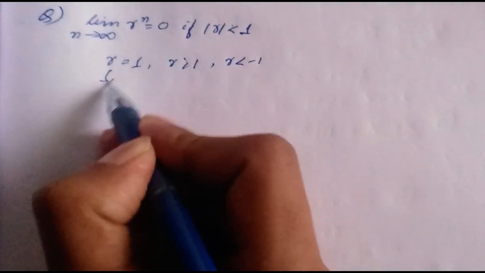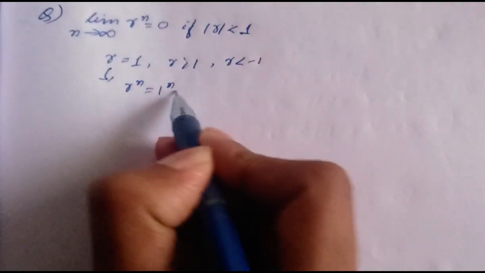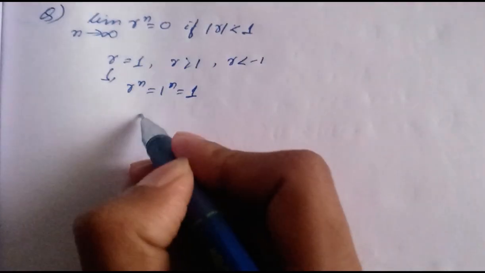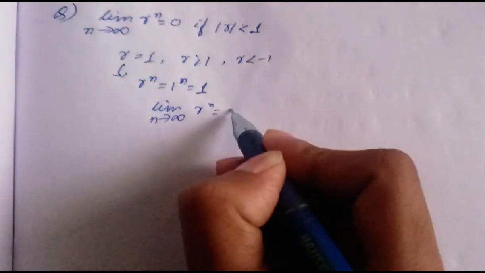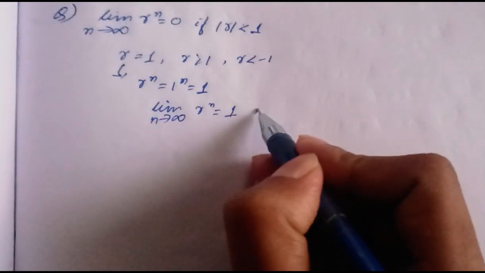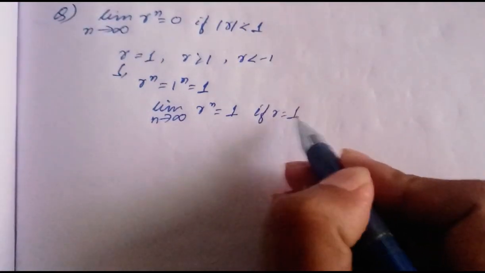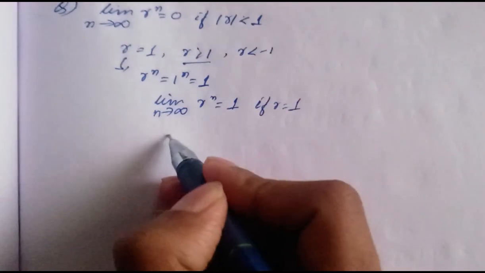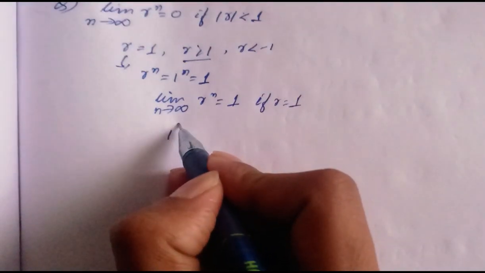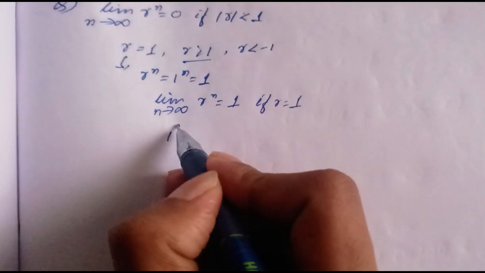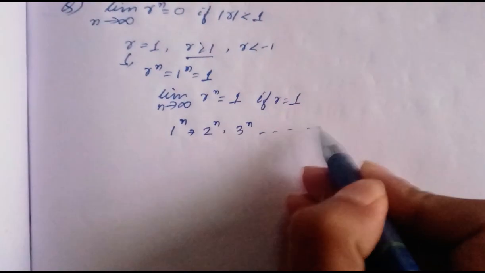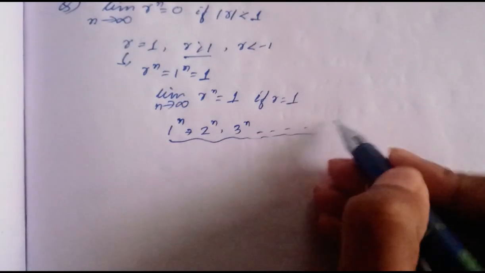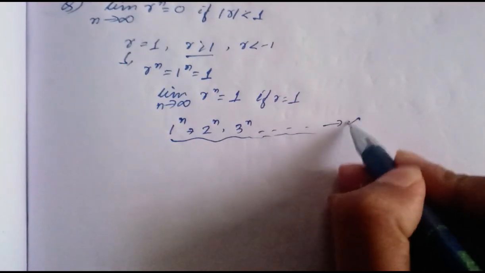If r equals 1, then r to the power n is 1 to the power n, which is equal to 1. This is a constant sequence. So the limit as n tends to infinity of r to the power n equals 1 if r equals 1. If r is greater than 1, then we have something like 1 to the power n, 2 to the power n, 3 to the power n. So this keeps on increasing, and it will diverge to plus infinity.